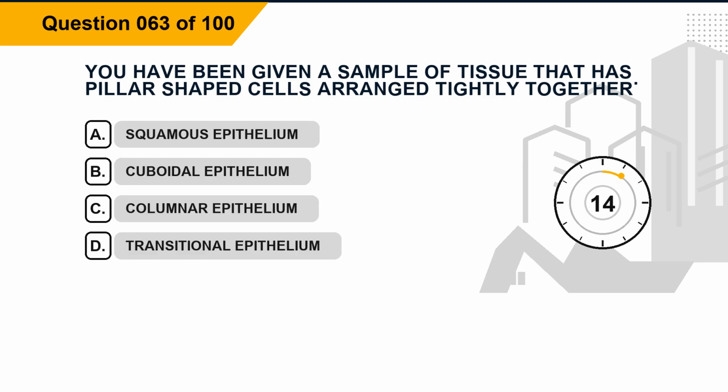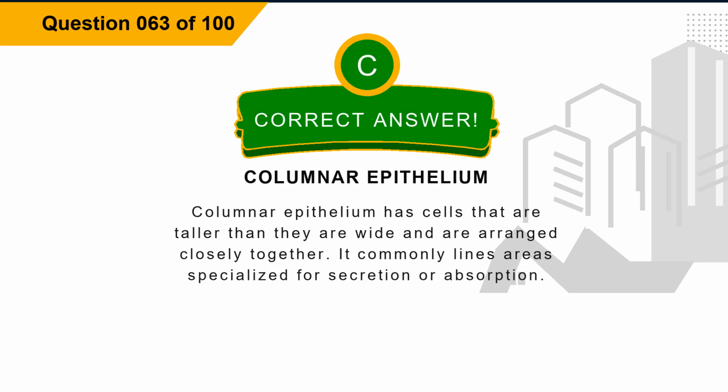Question 63. You have been given a sample of tissue that has pillar-shaped cells arranged tightly together. Option A, squamous epithelium. Option B, cuboidal epithelium. Option C, columnar epithelium. Option D, transitional epithelium. The correct answer is option C, columnar epithelium.